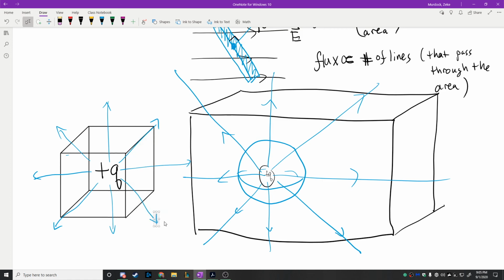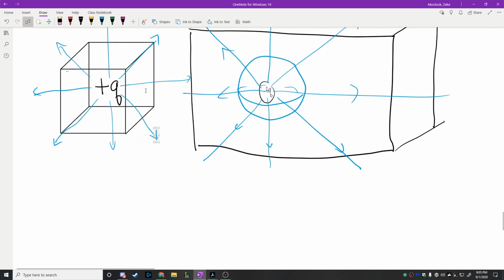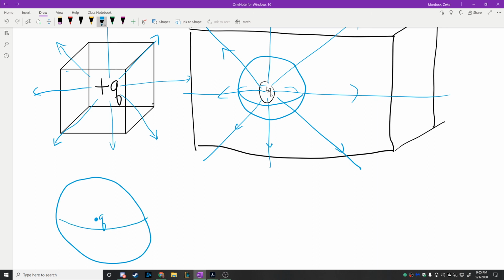When I have some kind of surface like this, what I have to do is take my point charge, and take a surface, let's say the surface of a sphere, for example. Ooh, that looked awful, I'm sorry. Drawing really low on the page here.